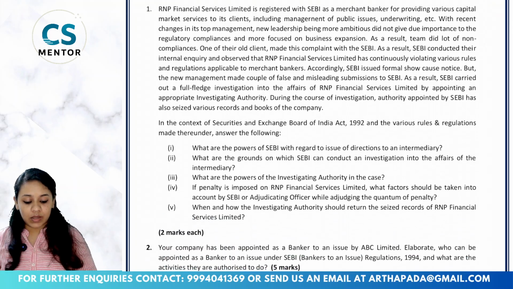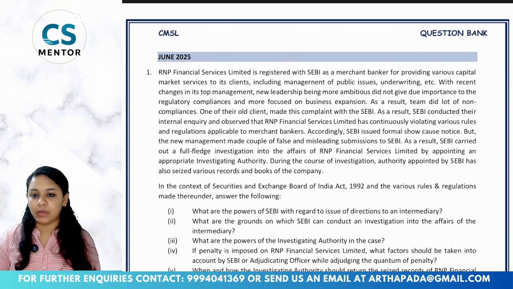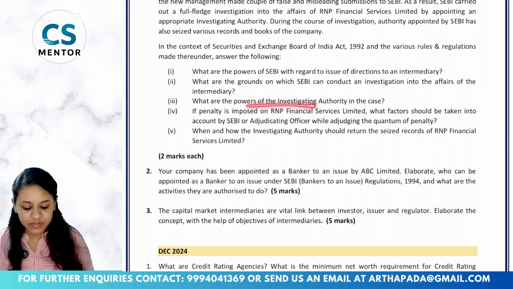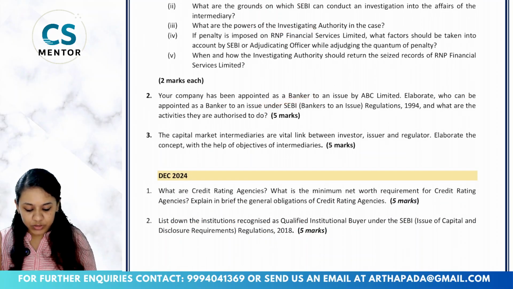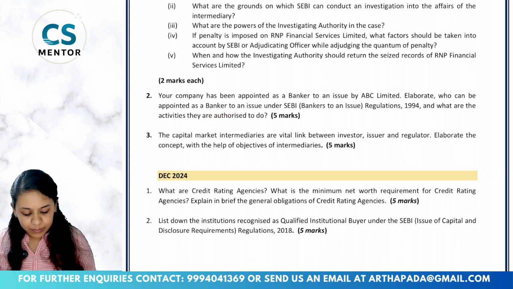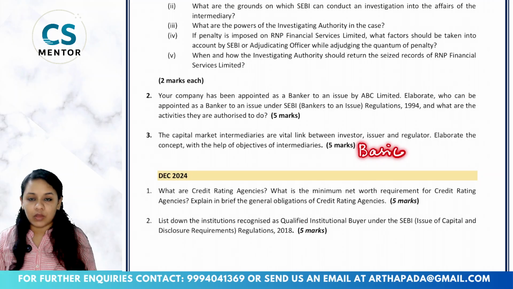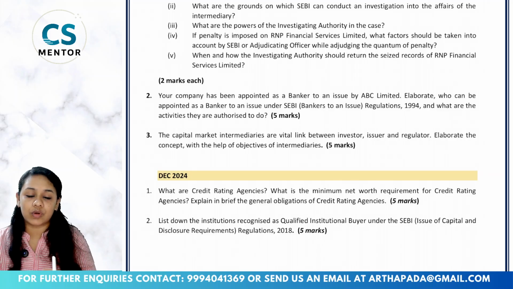All in all, it is an important, scoring chapter, provided that you remember each one of them. They've asked what are the powers of SEBI, what are the powers of the investigating authority. Then the appointed banker to an issue: what are the activities authorized to do. Capital market intermediaries are a vital link, elaborate with the help of the objectives of intermediaries. This is a basic, general question. Many people get confused writing general questions because they forget what to write. So you should know this is an intermediary, these are their roles, these are their functions, etc.